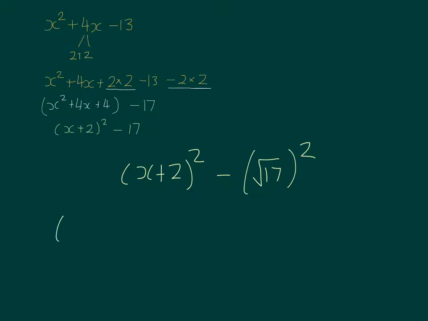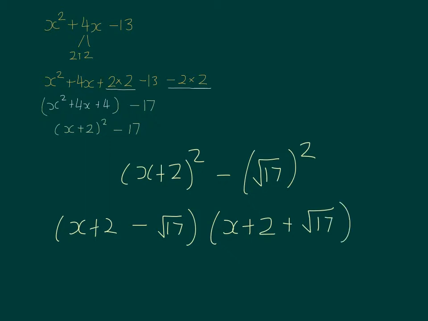So I have x plus 2 take away root 17 multiplied by x plus 2 plus root 17. And my trinomial I started with at the top is now fully factorized.